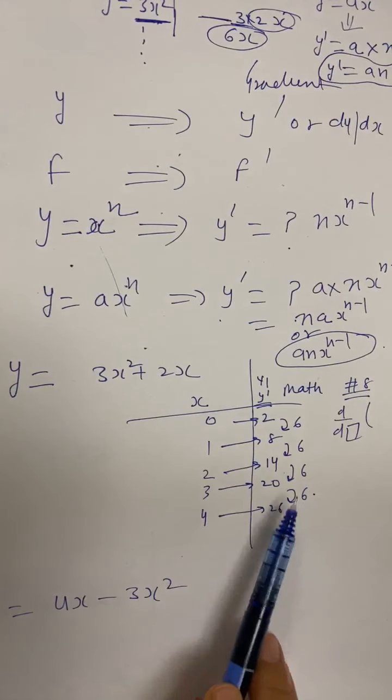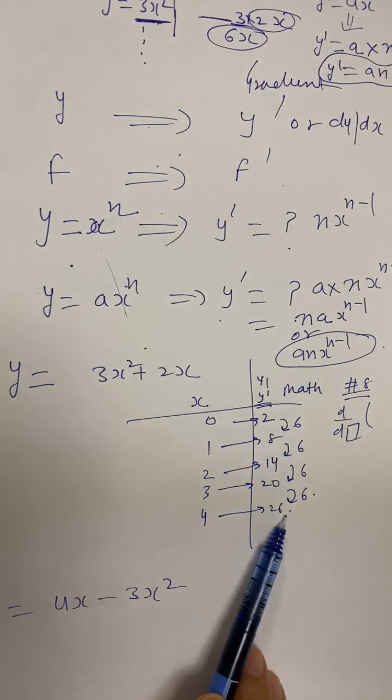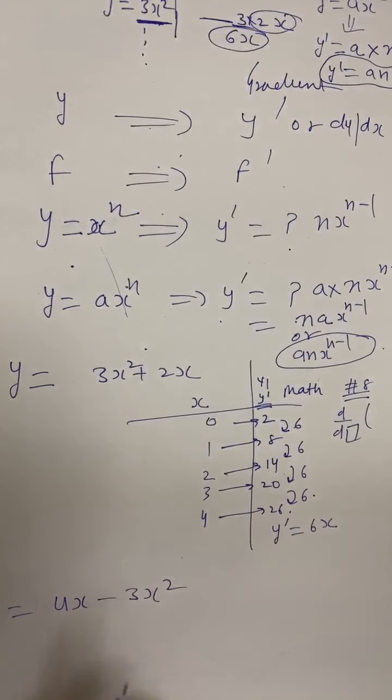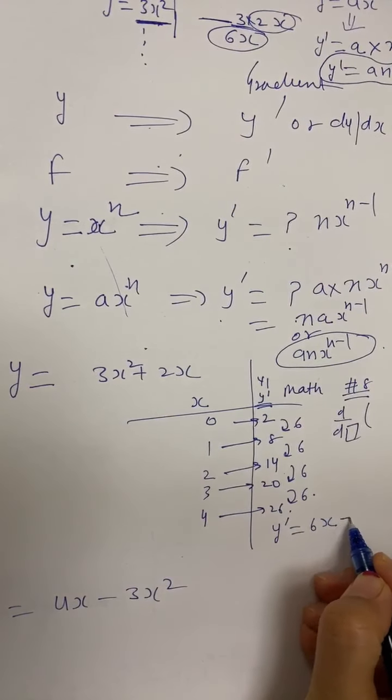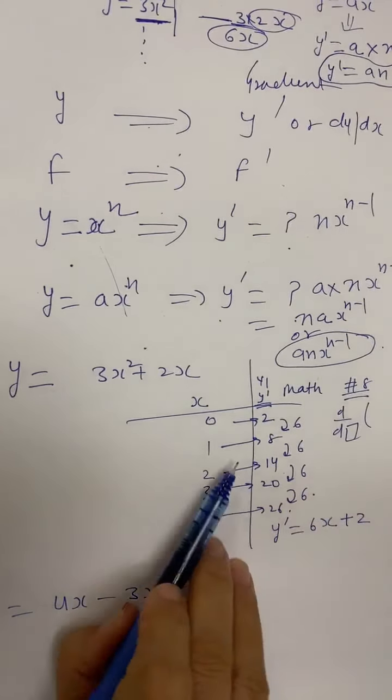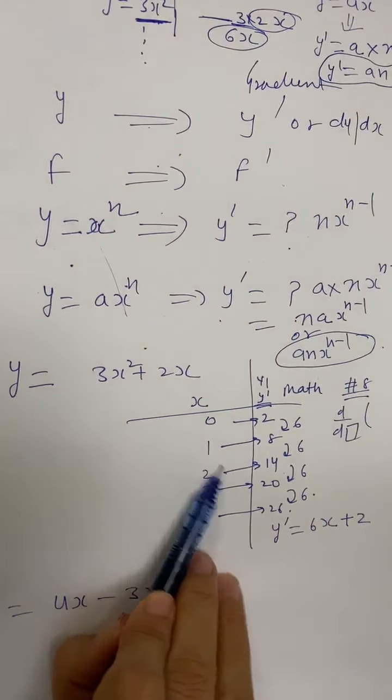Now, if it's 6, what will be the rule for this one? Now 6 means y dash has to be 6x. Now we need to see if that is it, because for x squared it was 2x, or do we have to add or subtract anything? If I go here, 6 times 0 gives me 0, but I need 2. So it seems like I have to add 2 here. If x is 1, 6 times 1 is 6, but we needed 8, so I added 2. So y dash is equal to 6x plus 2. This is how you find the derivative of 3x squared plus 2x.